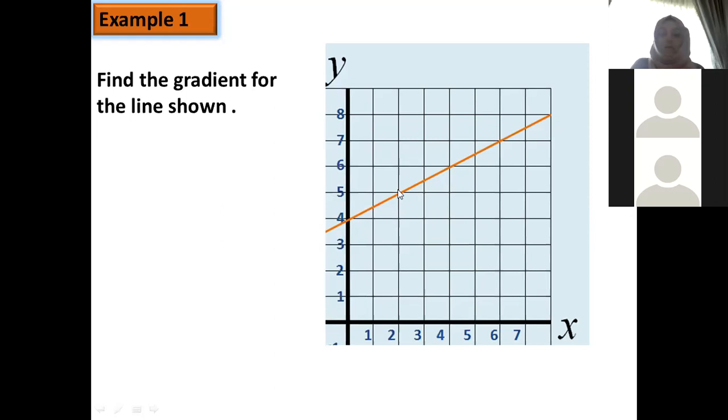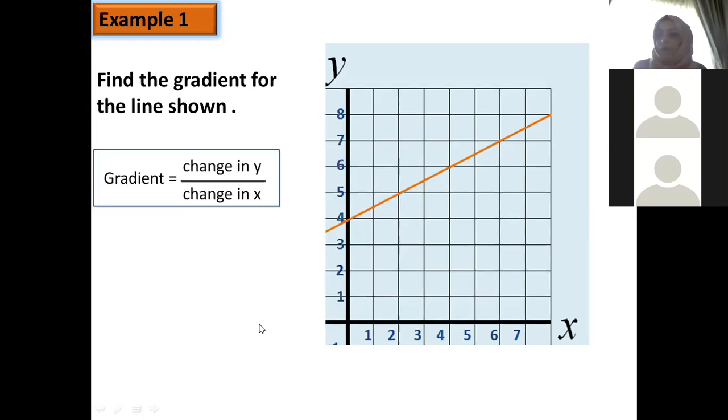After all, remember the gradient is a ratio between two numbers. It's a fraction, it's a division. So the ratio will stay the same through one line. Okay, so we will just choose 2 points. We will apply the rule, change in y divided by change in x. So I say this is the first point, and I take this point.